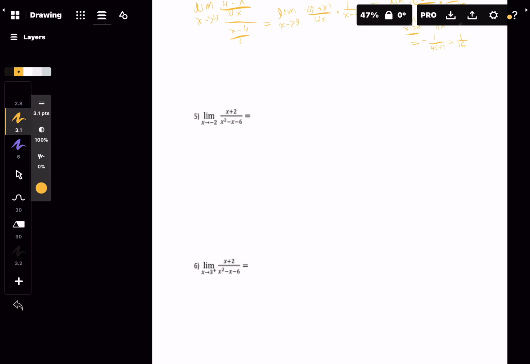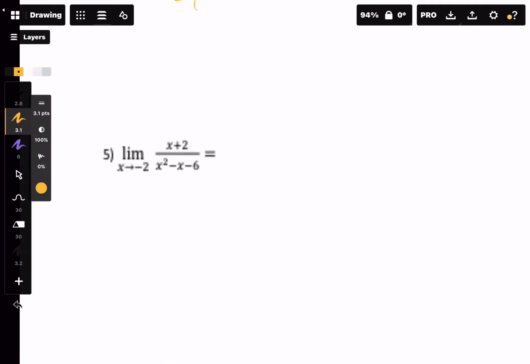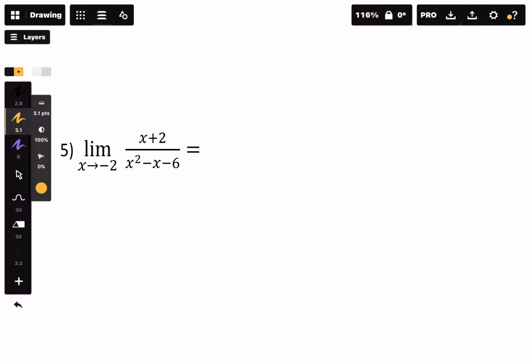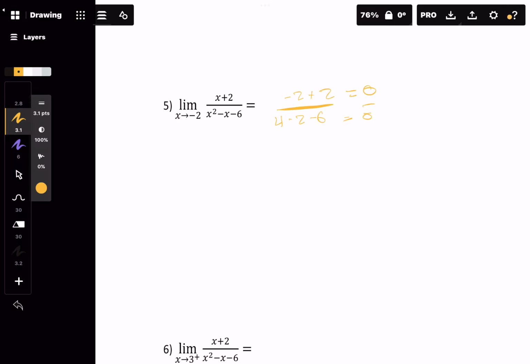Two more problems, actually. Okay, the limit of x approaching negative 2 of x plus 2 over x squared minus x minus 6. If we plug this in, we're going to get negative 2 plus 2, which is already going to give us 0, which is a bad start. And 4 minus 2 minus 6, which is also 0, which is 0 over 0. We have to do something different.